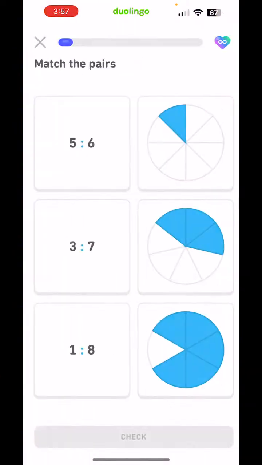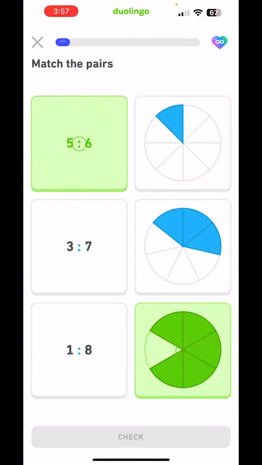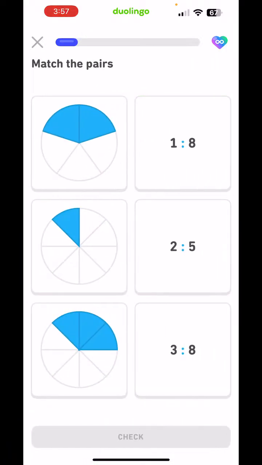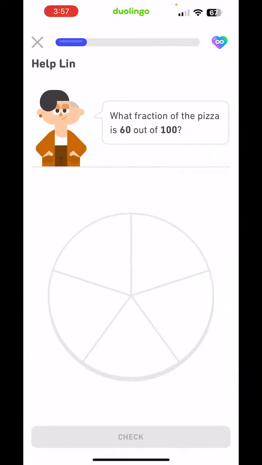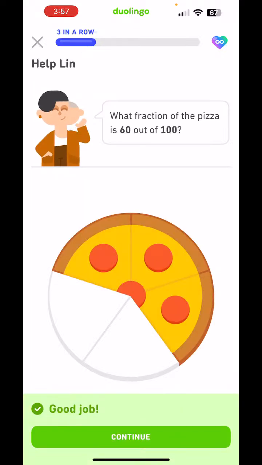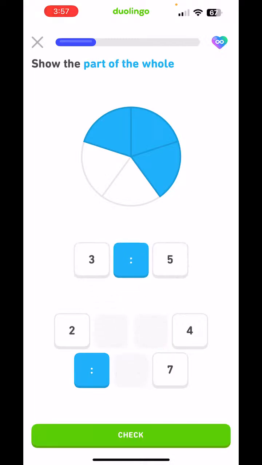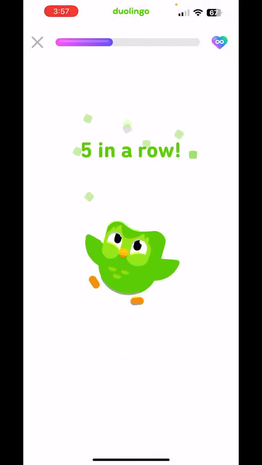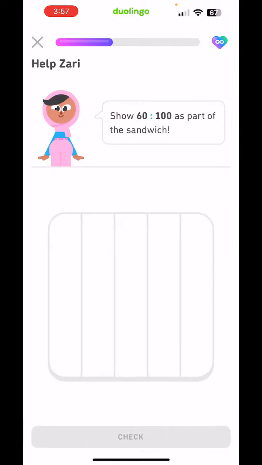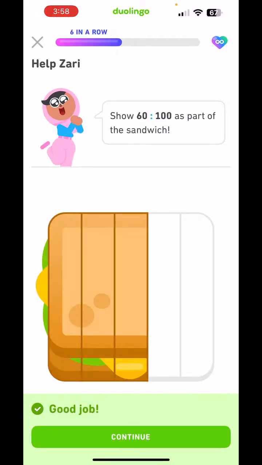Okay, we have triple XP for 10 minutes. What fraction of the pizza is 60 out of 100? So 60 out of 100, simplify that to 3/5. All right, we got 5 in a row. Show 60 to 100 as part of the sandwich. So we already said 60 out of 100 is 3/5. So we'll just highlight 3/5 of the sandwich.